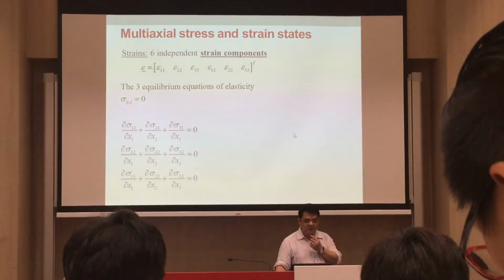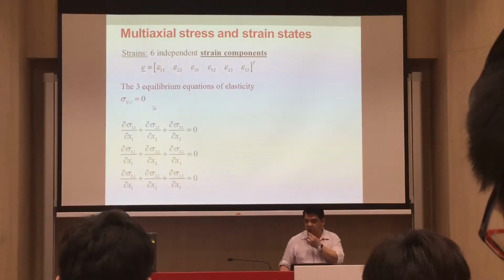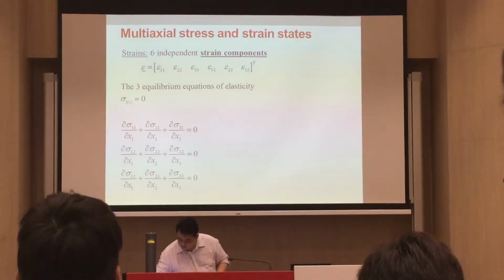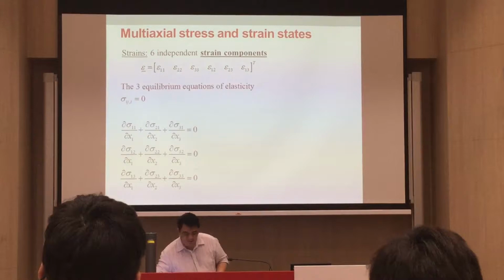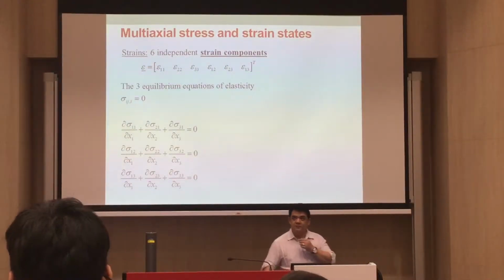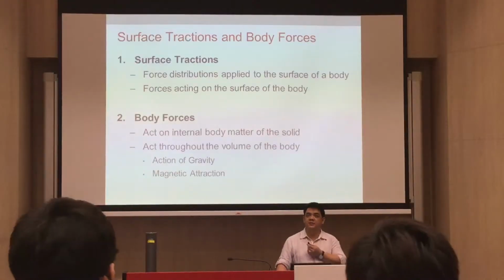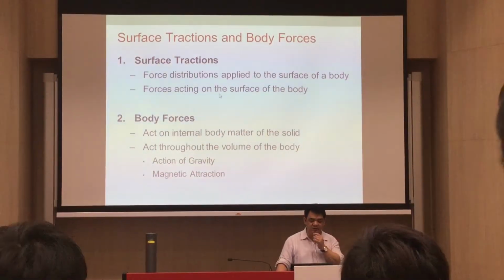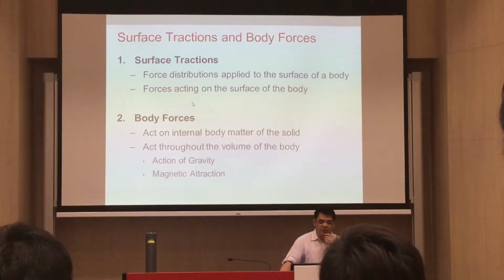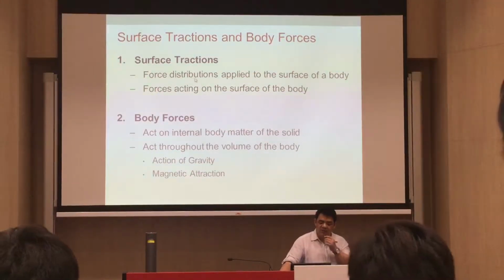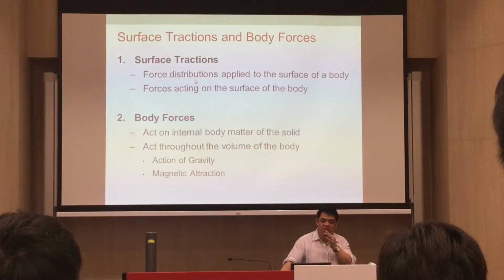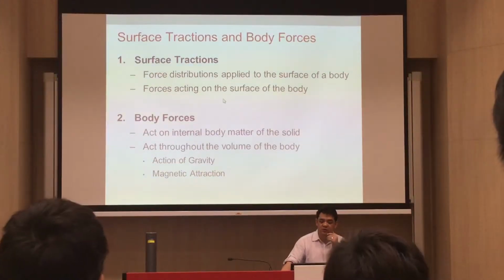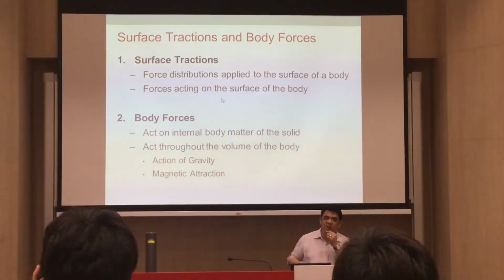Okay, this is your so-called equilibrium equation, which we will be deriving first. Before I derive it, I would like to discuss some of this information first. Surface tractions and body forces. This is the force distributed over a surface of a body. Normally, this is equal to a stress multiplied by a normal.